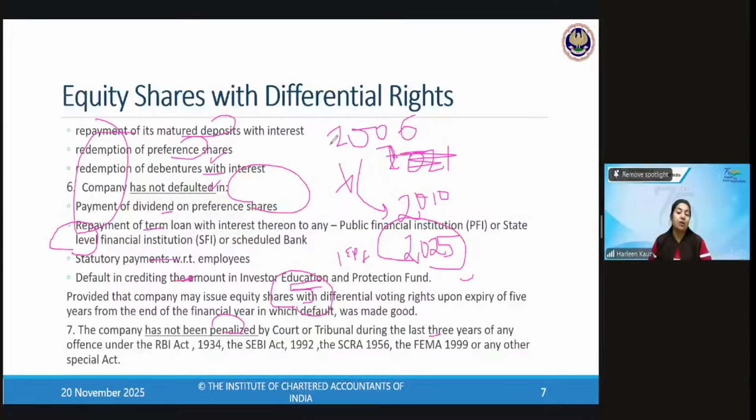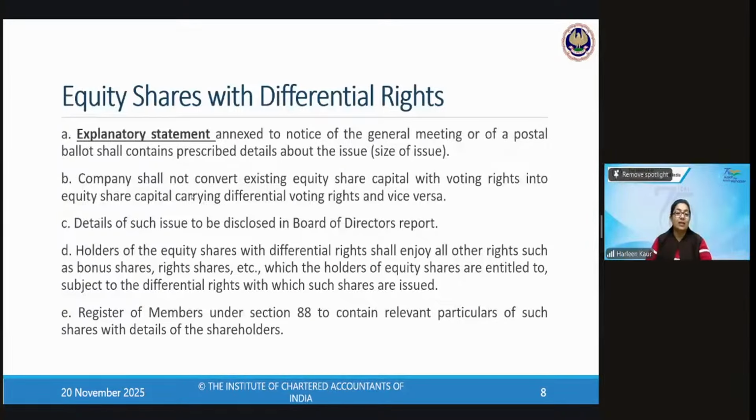Excellent. Yes, ma'am, because on the expiry of 5 years from the end of the financial year in which the default was made good, the company can issue equity shares with differential voting rights. So once you have rectified your mistake and 5 years have passed from that, then yes, you can issue. Rajveer, Ram, Krishna, Goel, Lokesh, everybody is giving the correct answers. That's great. All right, so that was a quick recap of DVRs, and it seems you all have been studying really well and answering well. That's great.